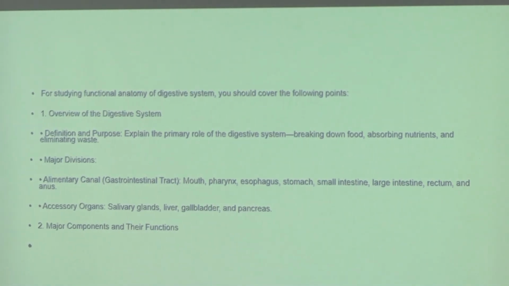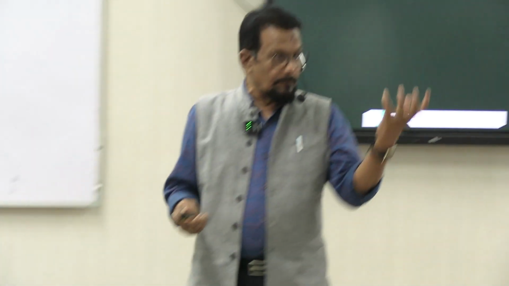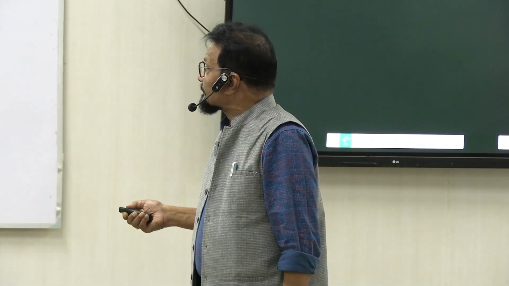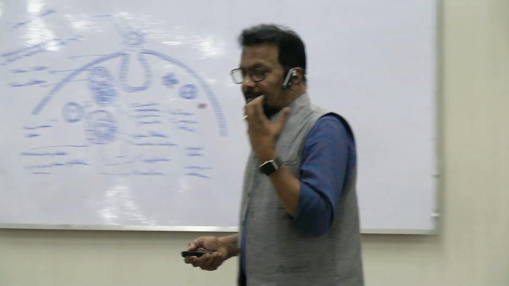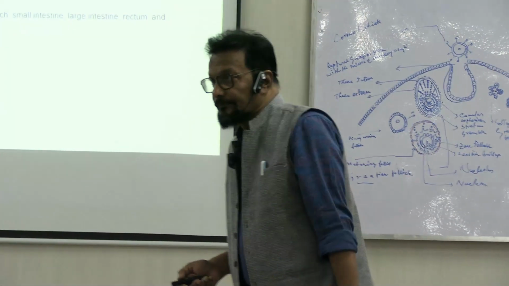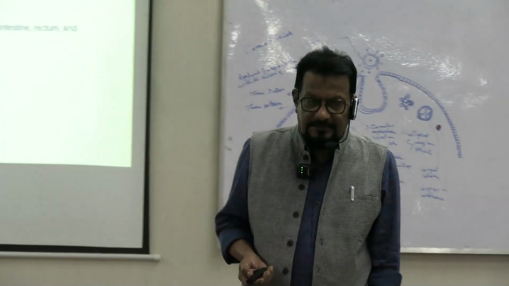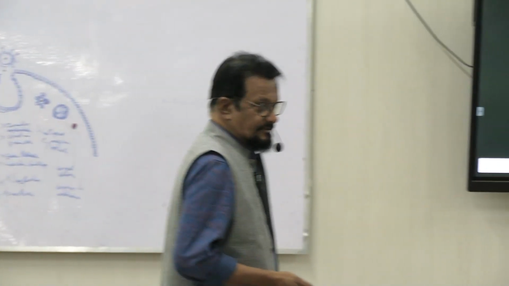Breaking down of food means converting the complex food into simpler ones. The next function is absorption of the digested foods. And the third main function is elimination of undigested food in the form of feces, stool. Okay, so there will be some major divisions in the system.